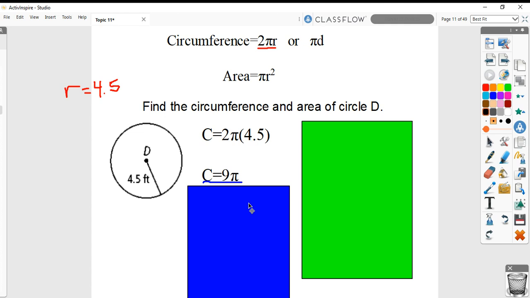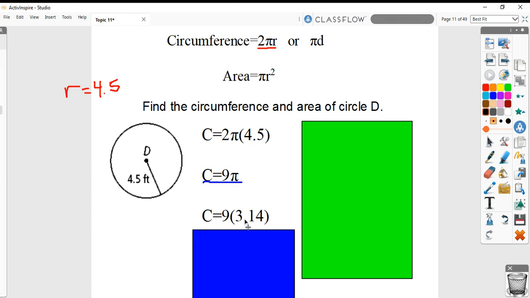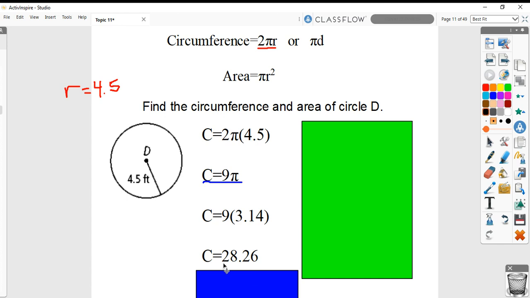But if you've got a calculator and you can get a decimal approximation for pi, 3.14, you can go ahead and plug that in. Okay, so either of these two answers would be perfectly acceptable. Either of those two things would be correct answers. Okay, 9 times pi, and 28.26 are the same thing. They both represent the circumference around the edge of this circle.